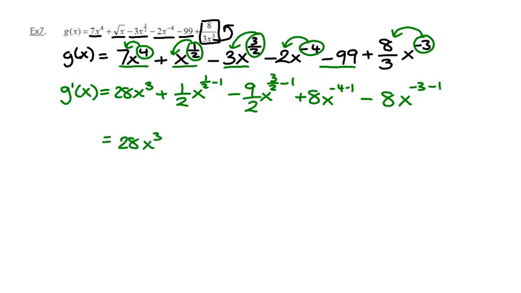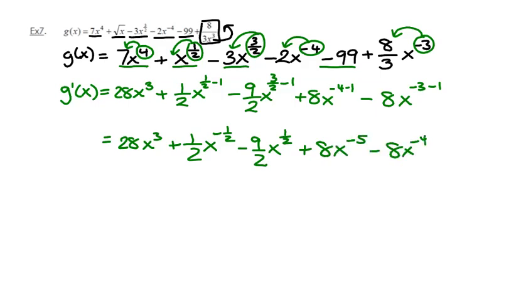28x cubed plus 1/2 x to the negative 1/2 minus 9 over 2 x to the power of, what is that, 1/2 positive, plus 8 x to the power of negative 5 minus 8 x to the power of negative 4. Okay, so now everything's looking nice and clean. Just make sure that you don't have to change everything back into roots. Anything with the fraction exponents, don't change them back to roots. Just show these steps, because then it makes it very easy for your teacher to see what you've done in each step. The last part I would deal with is just no negative exponents.